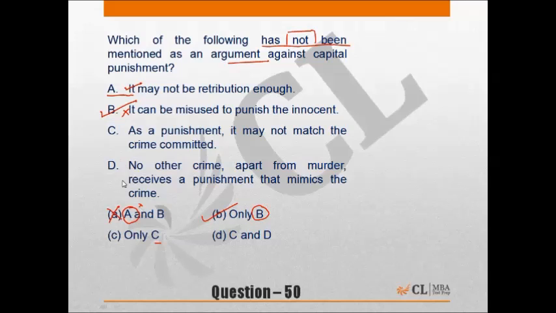But just to be on the safe side, let's have a quick look at statements C and D. As a punishment, that means the death penalty or the capital punishment may not match the crime committed. Yes, it has been discussed in the passage. Statement D: no other crime apart from murder receives a punishment that mimics the crime. That was one of the initial points in the passage. So the correct answer is statement B, choice B, which contains only statement B.